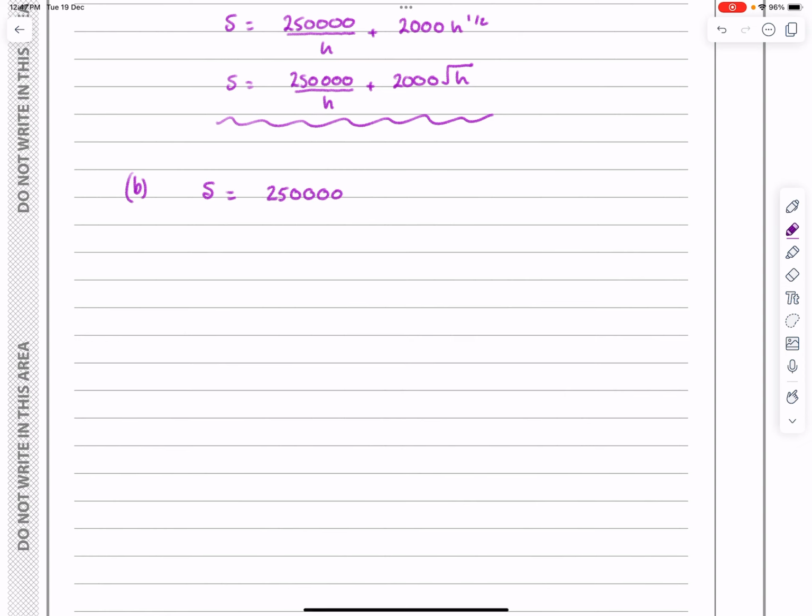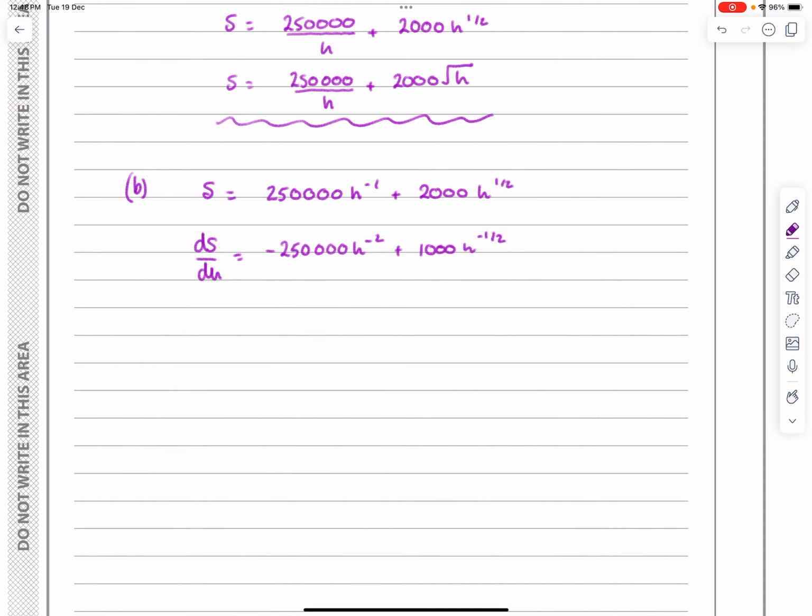So 250,000, not 250,000 over H, 250,000 H to the minus 1, and the 2,000 I'm going to write as H to the power of a half. Differentiating that then, ds by dh is going to give me, multiply by the power, take 1 off the power, so minus 250,000 H to the minus 2. Same thing with the second one, multiply by the power, take 1 off the power. Multiplying 2,000 by a half is going to give me 1,000. Taking one off of a half will give me h to the minus a half there.